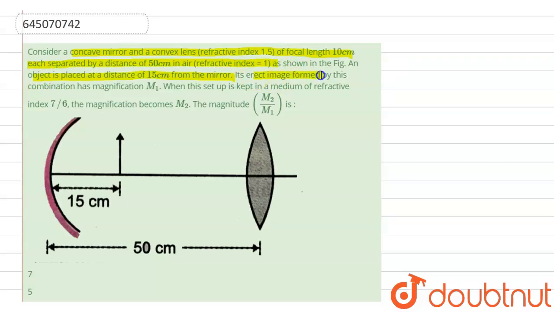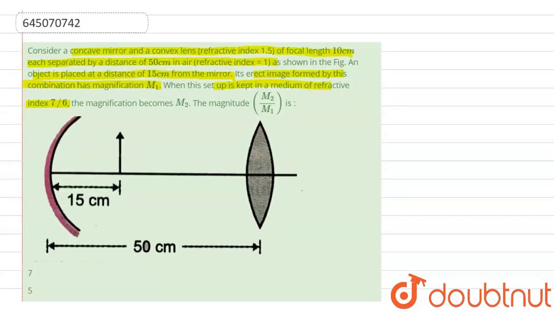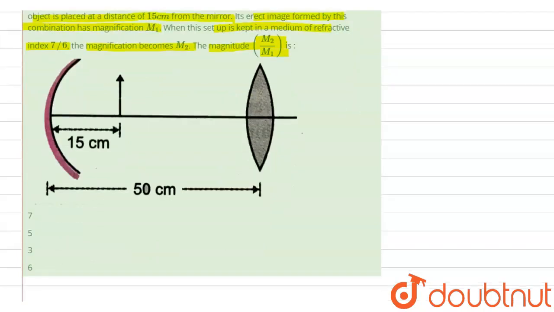Its erect image formed by this combination has a magnification m1. When this setup is kept in a medium of refractive index 7/6, the magnification becomes m2. We have to find the magnitude of m2 by m1.